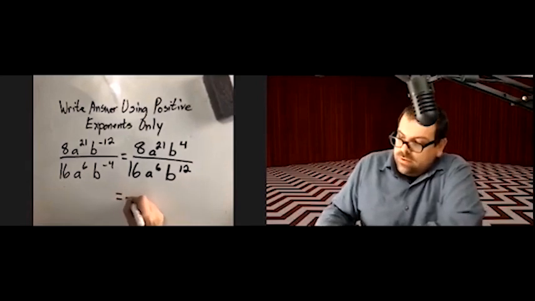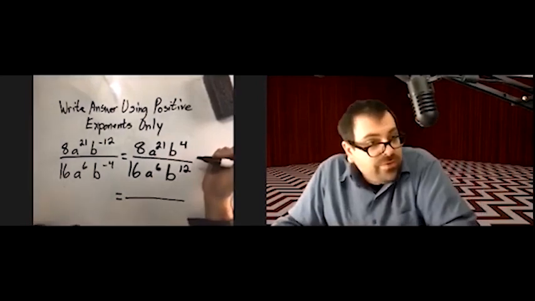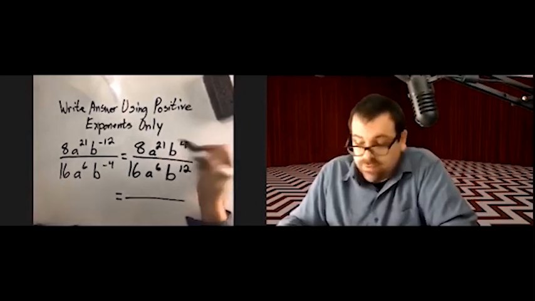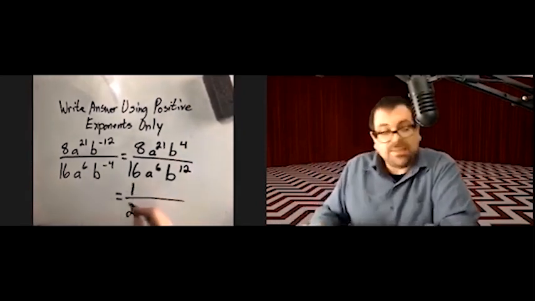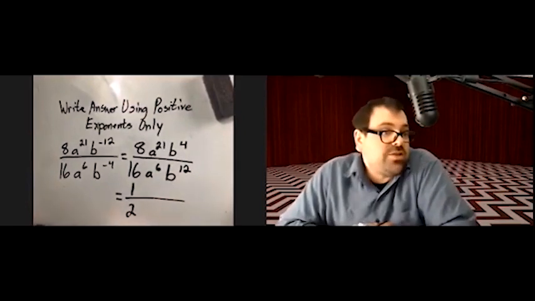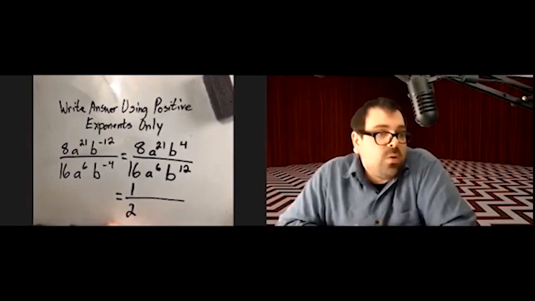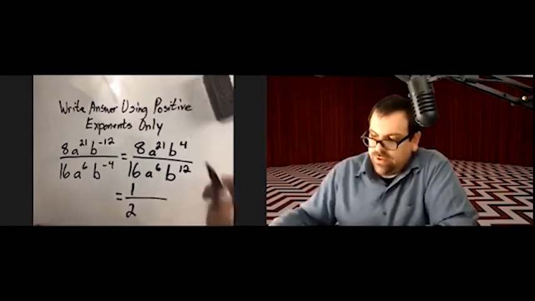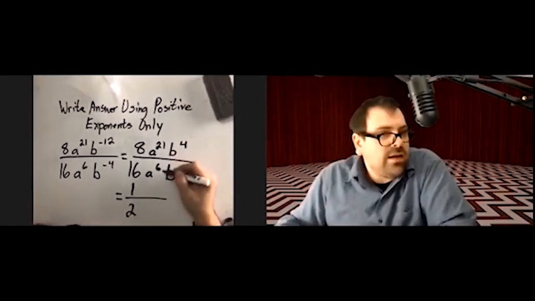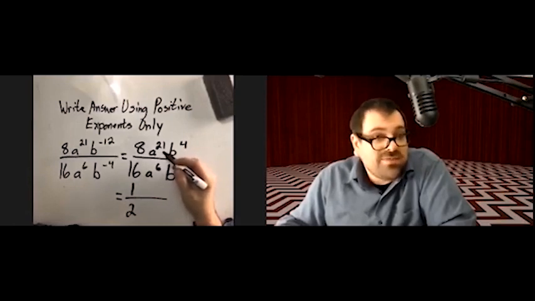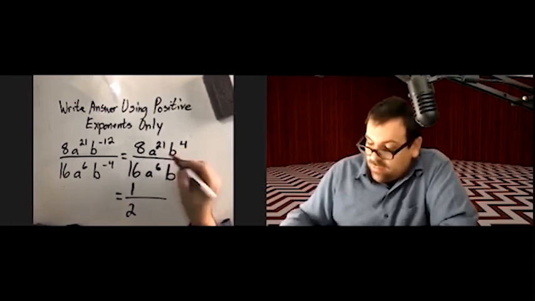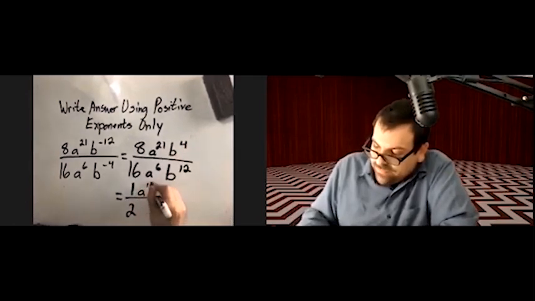Now, if we have a fraction, reduce it. 8 over 16, 1/2. I'm going to leave it as one big fraction. And I'm going to ask myself for every variable, how many more where? So for the A's, how many more and where? I have 21 on top. I have 6 on the bottom. I have 15 more on top. 21 minus 6, 15. Where? I have more on top, 15 more on top.